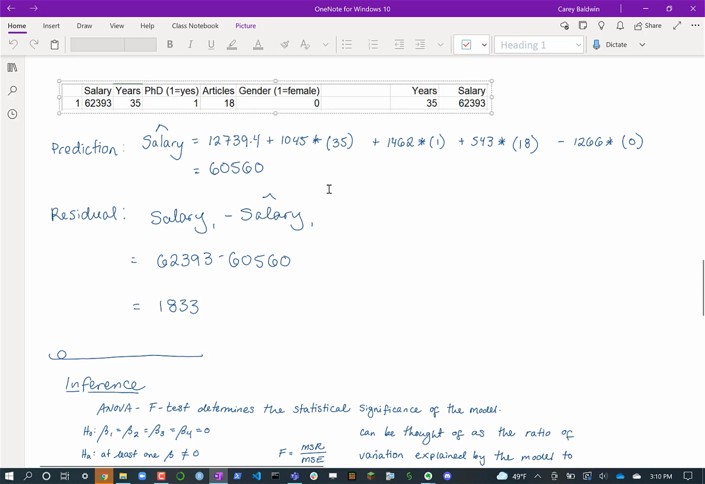The next thing we have here is a calculation of a residual, which is a good thing to know about. A residual is a measure of basically prediction error. It tells us the difference between the observed and predicted values of the variable that we're trying to predict, our dependent variable.